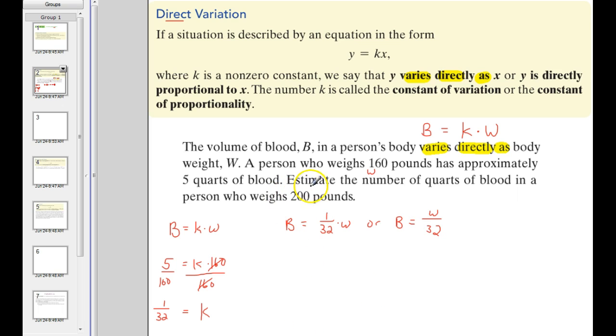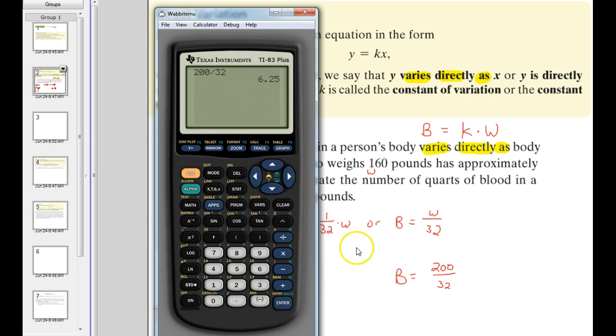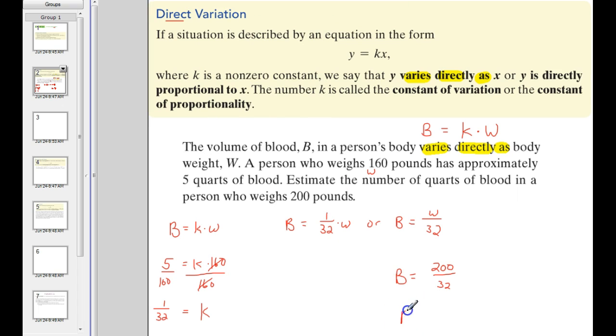Then part 2 says, now take this equation and estimate the number of quarts of blood, estimate B, if the person weighs 200 pounds. If their weight is 200 pounds, that means W is 200. So that's telling me just take 200 and divide it by 32. And I get 6 1/4. So B is 6.25, and that was quarts of blood.